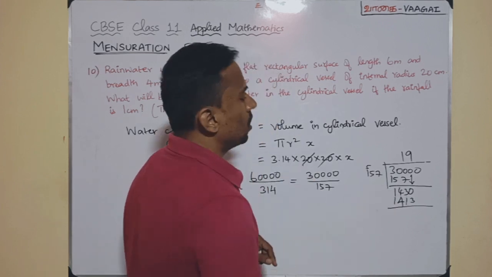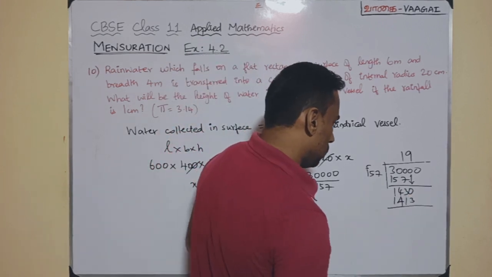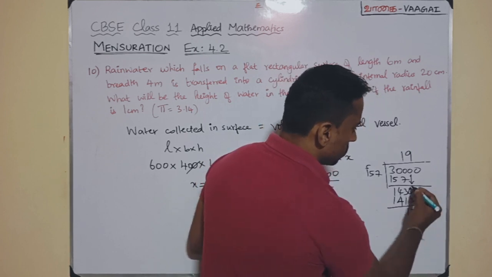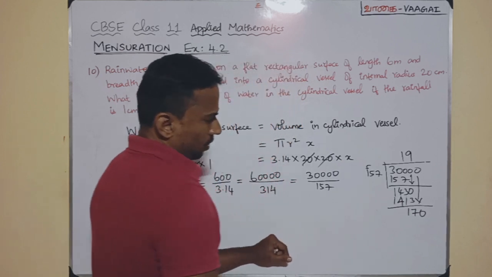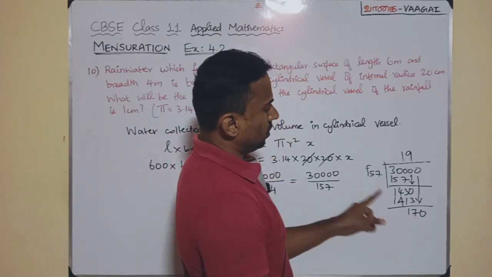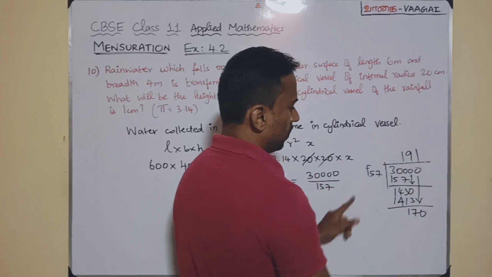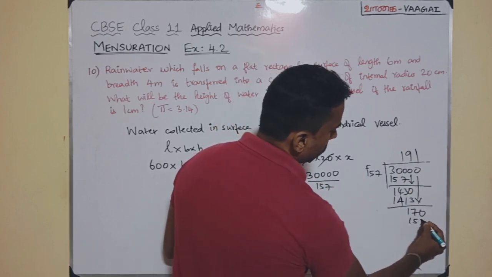Sorry, I made a mistake. Now let's continue this. When I continue, I will be getting 17. So 17 will be the carry. I will drop one more 0, 170. So now I will be having 170 and 157. This will be just one time, right? So one time means it will be 157 times.